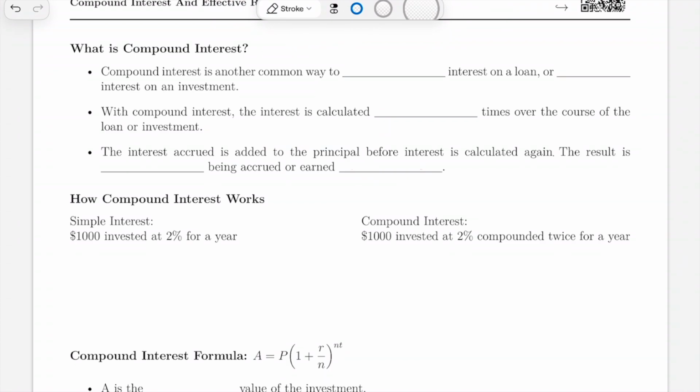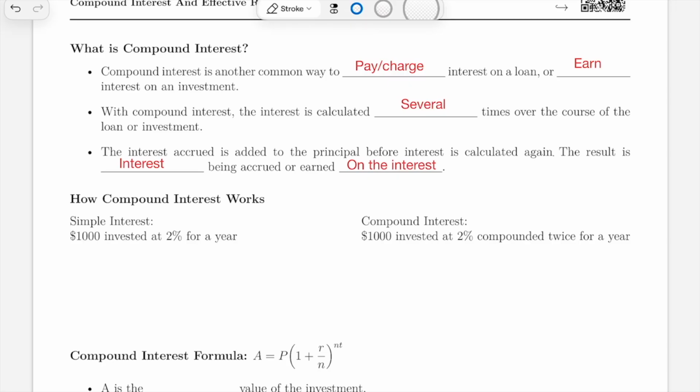You see, compound interest is another way to pay or charge interest on a loan, and then it allows you to earn that interest, right? If you're on the receiving end of that. With compound interest, the interest is calculated several times or many times over the course of the loan. The interest accrued is added to the principal before the interest is calculated again. The result is that you're earning interest on the interest.